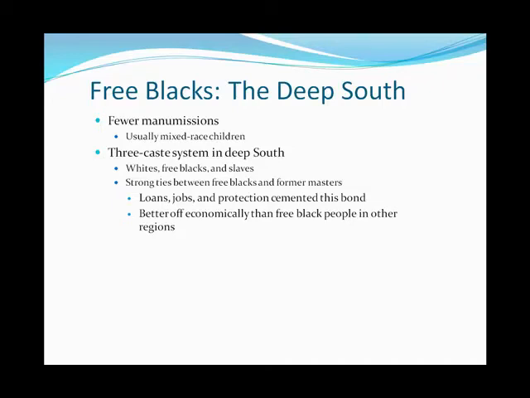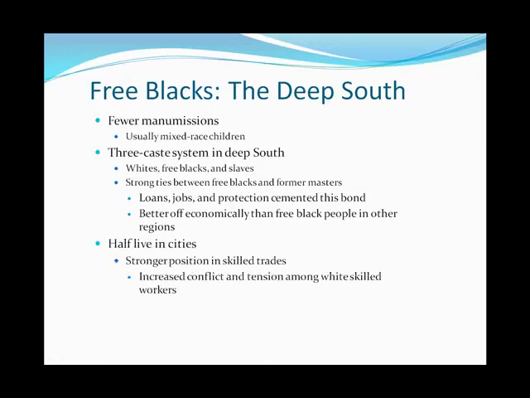Free blacks in the Deep South tended to be better off economically than free black people in other regions. They tended to have access to property where free blacks in other regions did not. About half of the free blacks in the Deep South lived in the cities. They had stronger positions in terms of the skilled trades in these cities than free blacks in other parts of the South or in the North. But they also faced increased conflict, competition, and tension from white skilled workers.